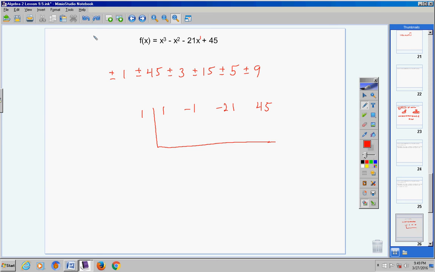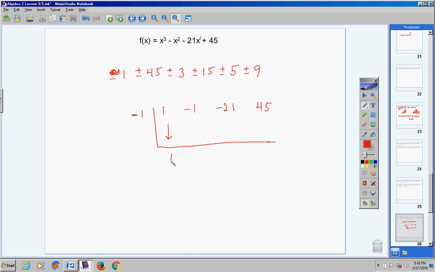Are you ready? Here we go. Bring down your first number. 1 times 1. Combine. You get a 0. 1 times 0. 0. Bring down. Combine. No way, guys. No way. Am I going to get a 0 here when I combine these? No. So 1 doesn't work. So forget the number 1, okay? It's not going to work. Forget positive 1. Let's try negative 1.